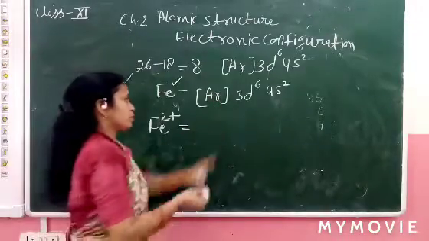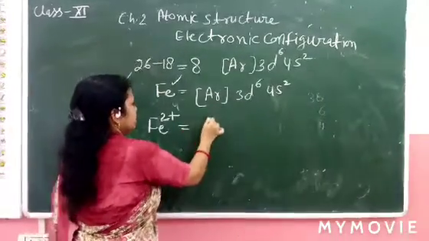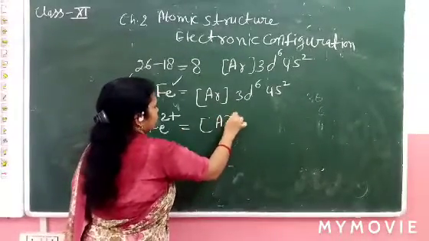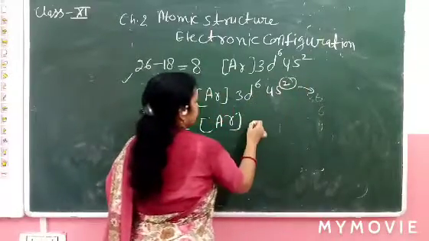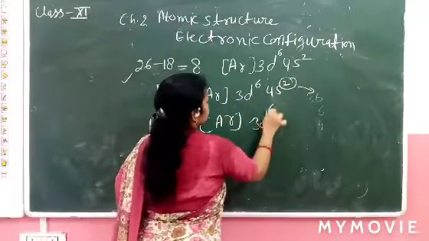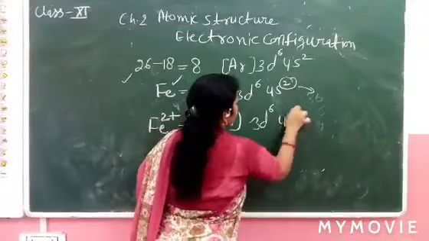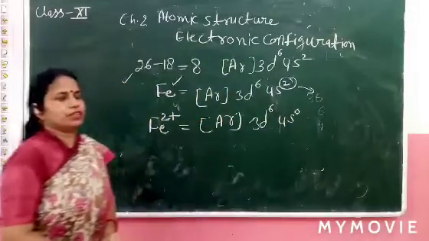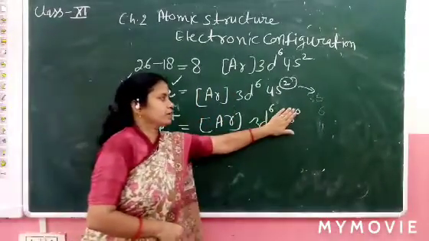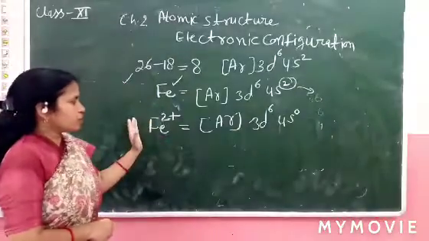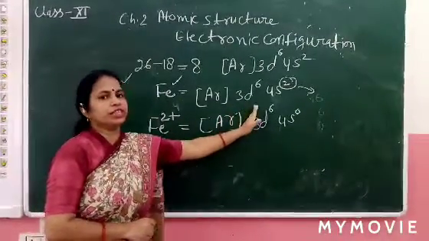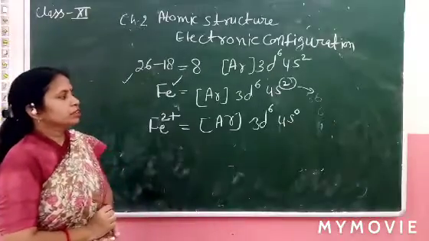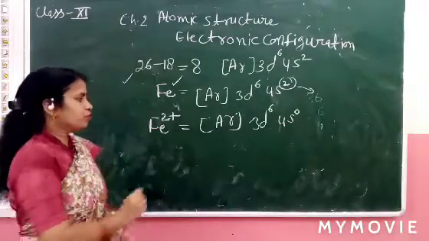So 3d6 4s2, argon. When it liberates 2 electrons, it donates them, so it becomes 3d6 4s0. There is no electron, so you can skip 4s. So what is the configuration of Fe2+? Argon 3d6. Now it's clear for all of you.